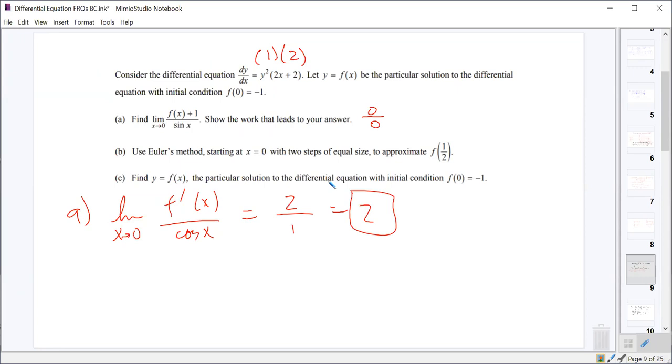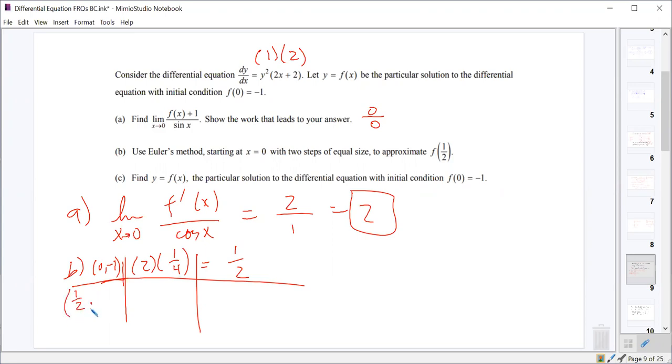Part B, using Euler's method, starting at x equals 0, 2 steps of equal size. So we're going to start with 0, -1. If we plug that in here, it's going to give us, like we already found, 2 times our step of a half, which should give us 1. So we should go from 0, -1 up to, we're approximating f of 1/2. Never mind, I should have read the problem. Approximating f of 1/2. Our step is 1/4, which gives us 1/2. We end up with the first point being 1/2, and then if we're going up a half from -1, that should give us -1/2.